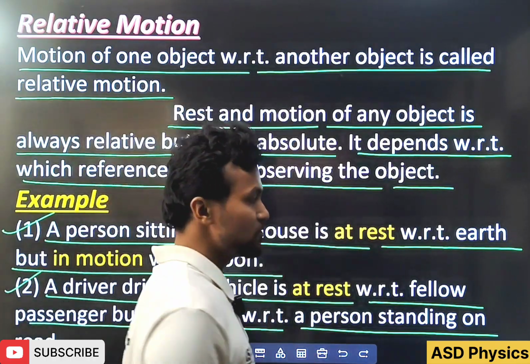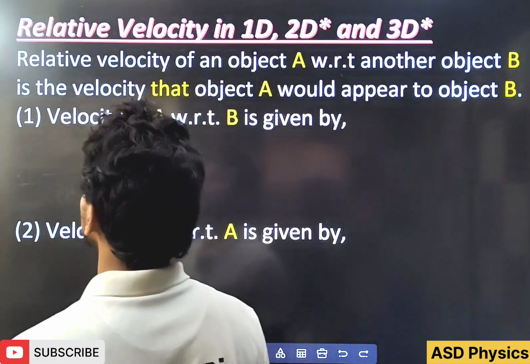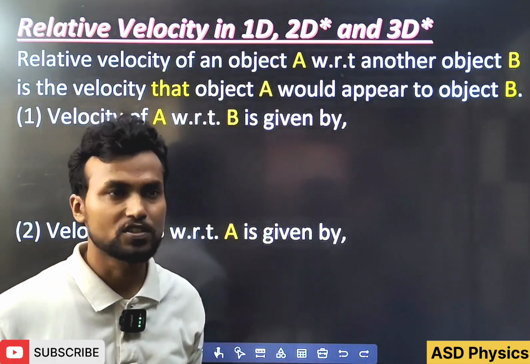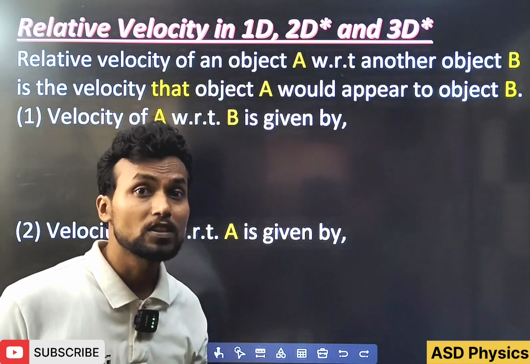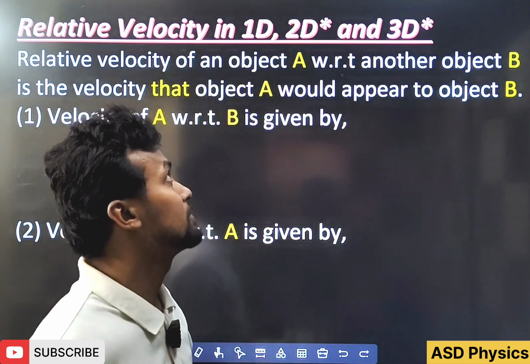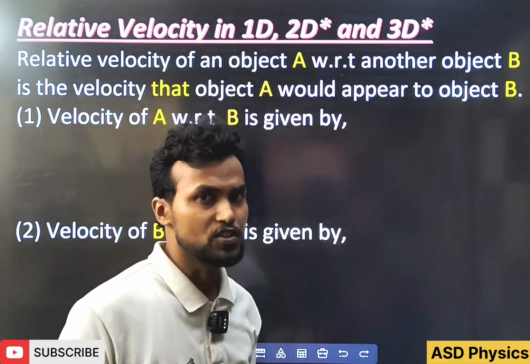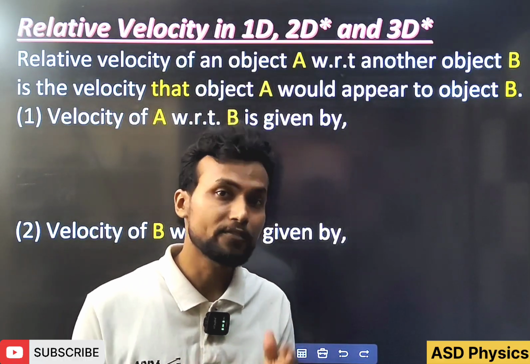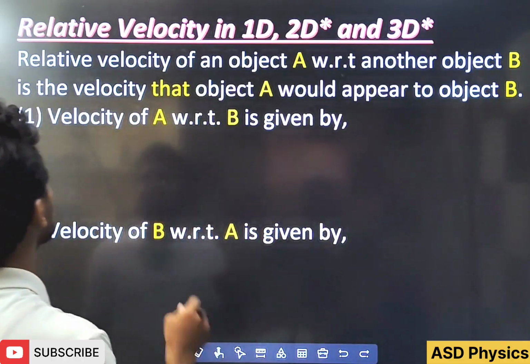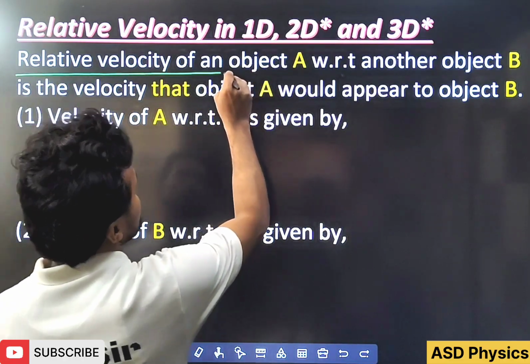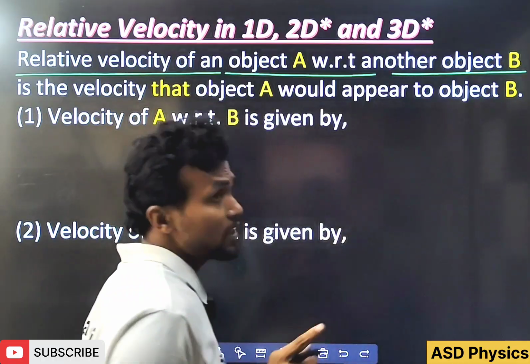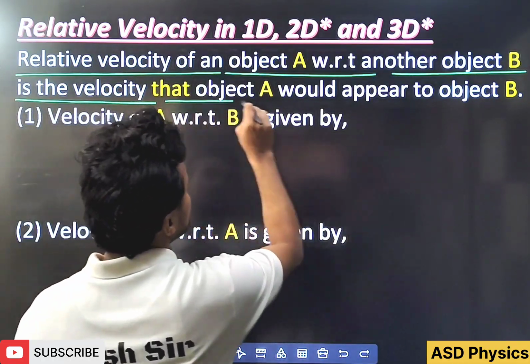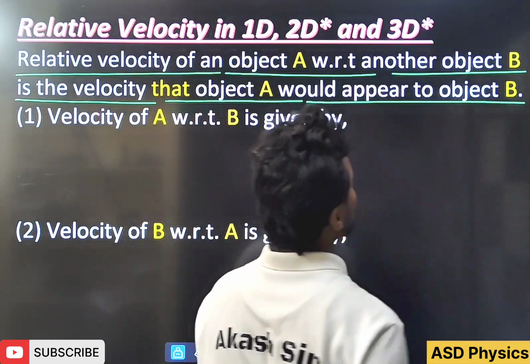Okay, let's see somewhat mathematically also. So here you can see relative velocity in 1 dimension, 2 dimension and 3 dimension. Whatever we are going to learn is in vector form, which means it is applicable for 2 dimension and 3 dimension. Because in 1 dimension a vector is not required, only a plus or minus sign is enough to indicate the direction. Relative velocity of an object A with respect to another object B is the velocity that object A would appear to have to object B.